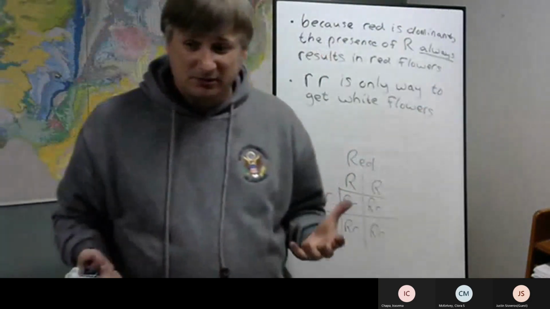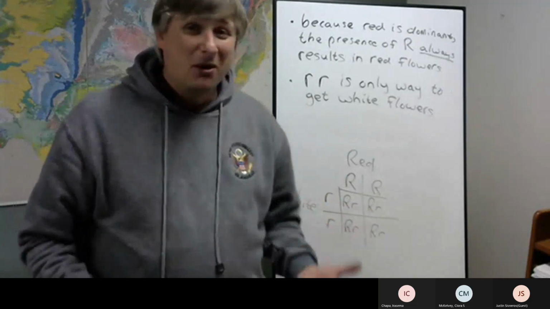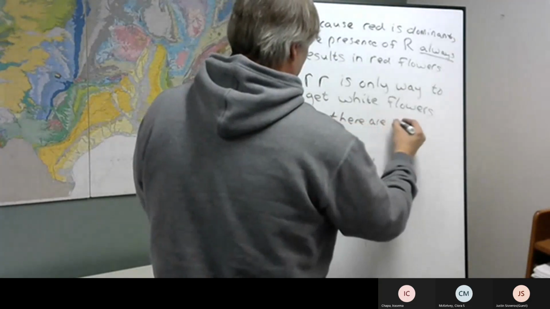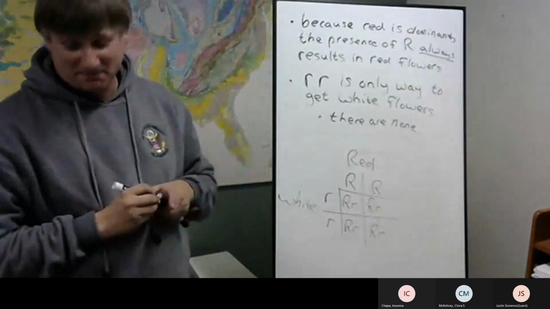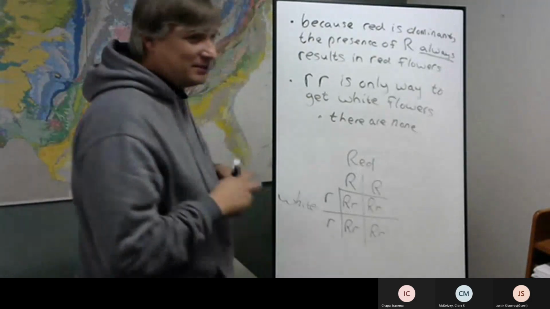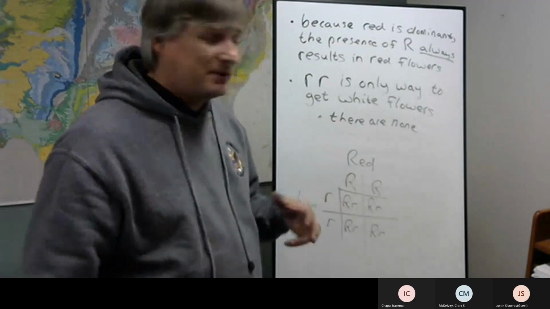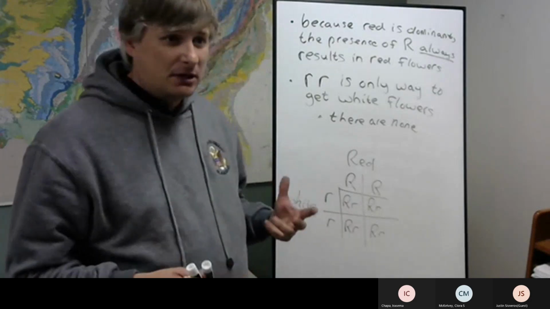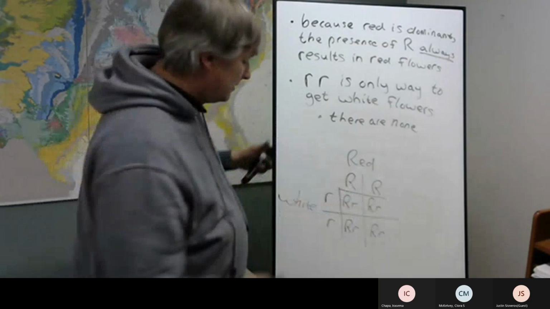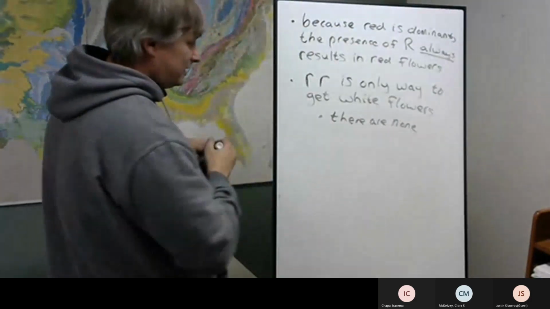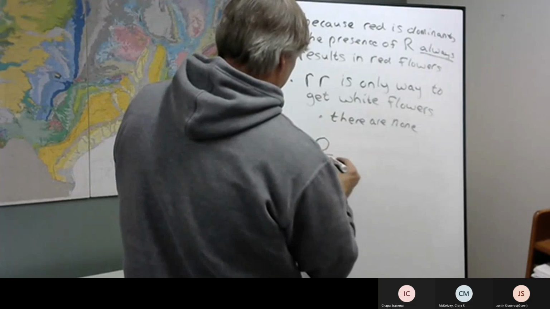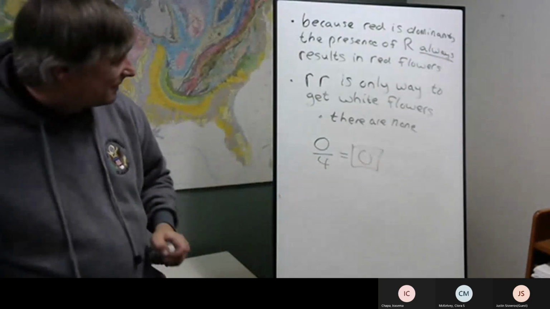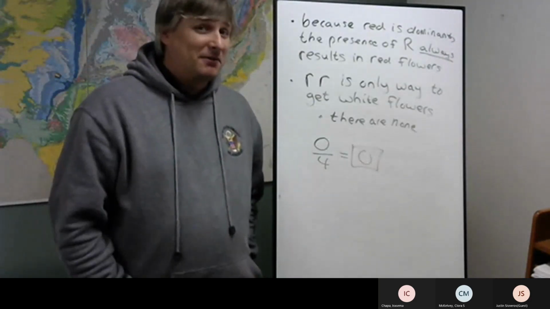So, do we have any double little r's? Well, we don't. There aren't any. So this means if you take a red flower that has two copies of the dominant allele, and you cross it with a plant with a white flower that has two recessives, then you are going to get a red flower. There is no way you'll get a white flower. So the probability will be 0 out of 4 or 0. So questions about that?